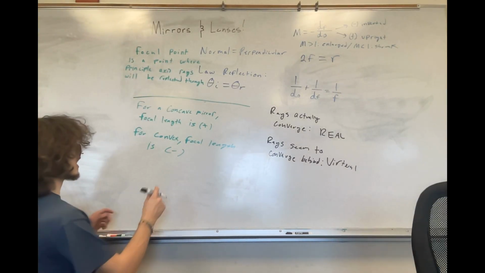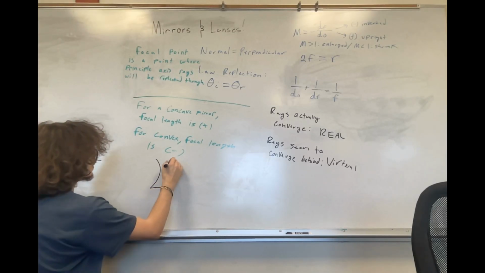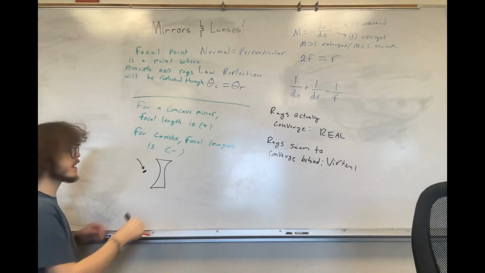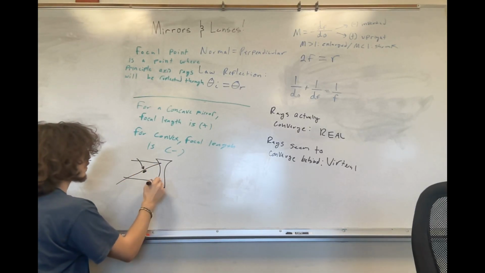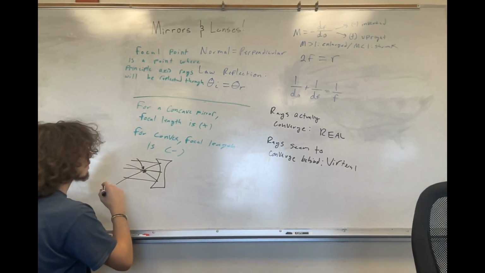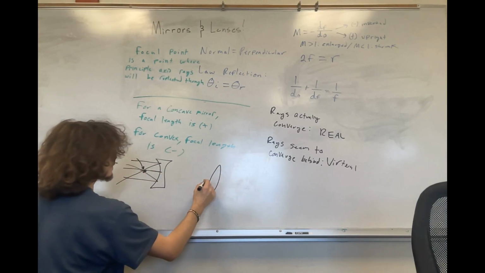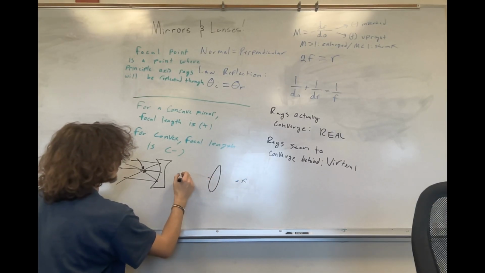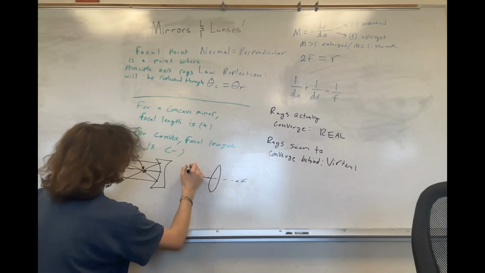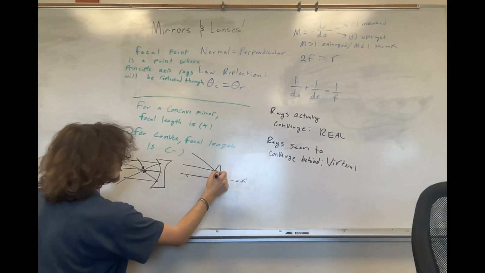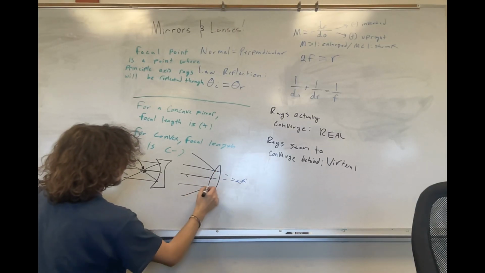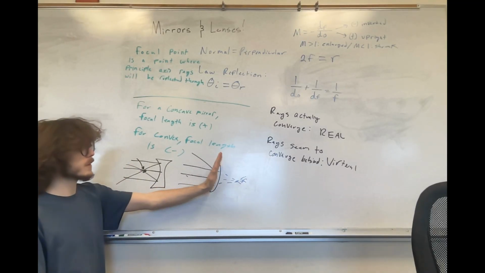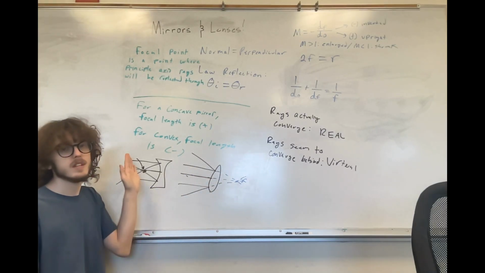I don't want to spend too much time on this, but for a concave mirror, all the principal rays go through a focal point on the positive side, okay? All the principal rays go through that point, okay? But for a convex mirror, we said the principal rays appear to be going through the focal point, which is behind the mirror or on the negative side. So please, when you're problem solving, this side of the mirror is negative, this side is positive.